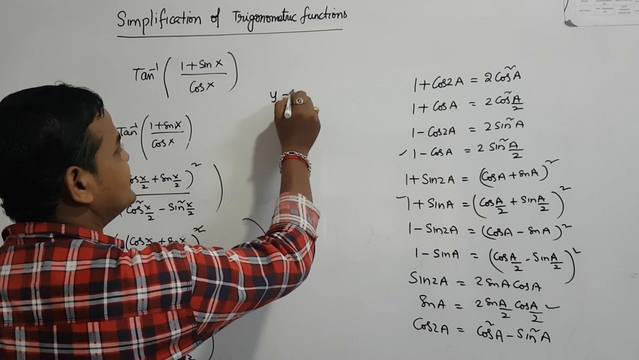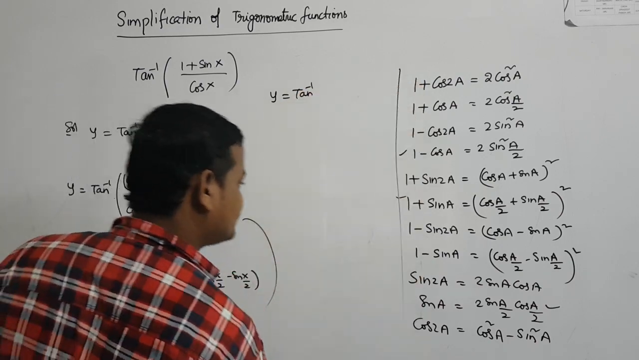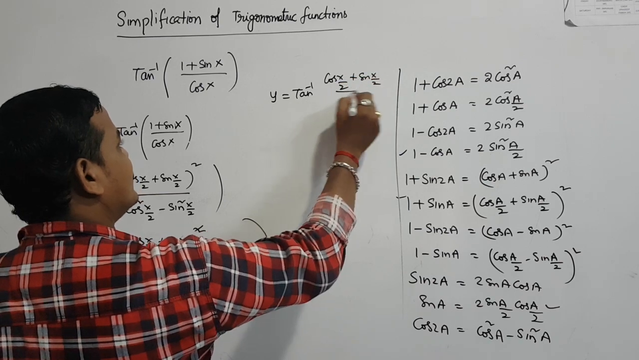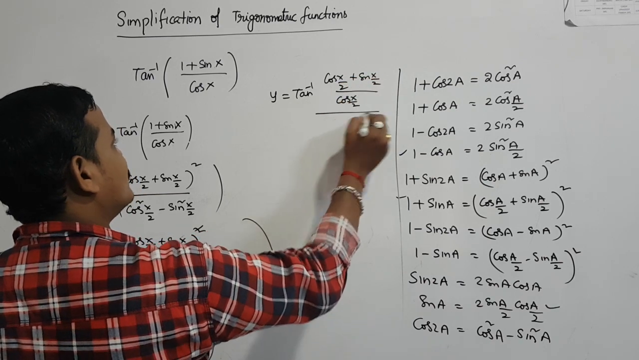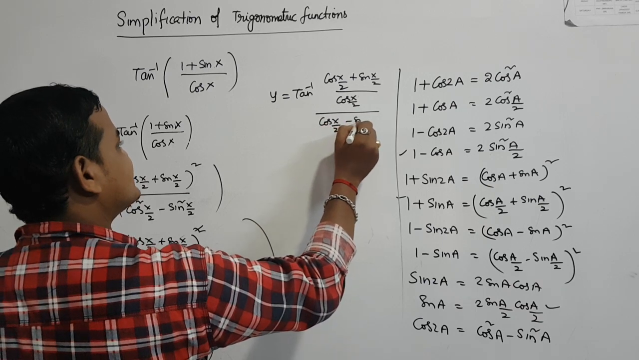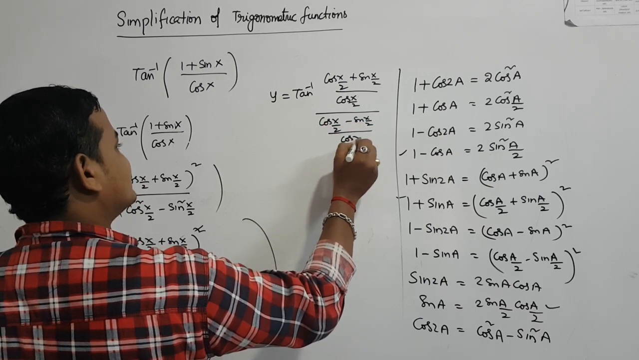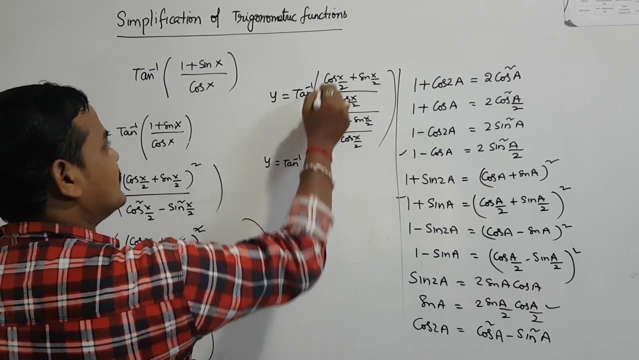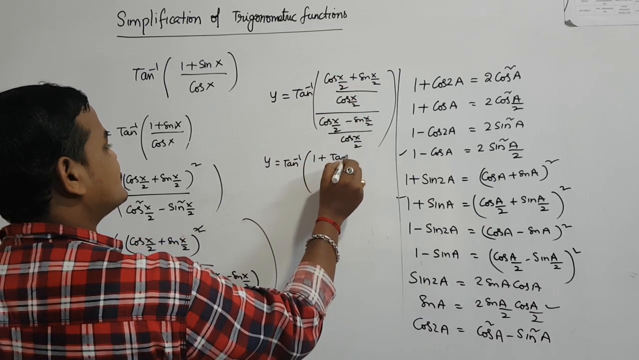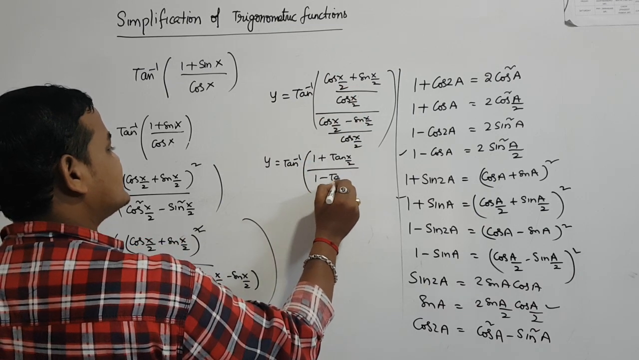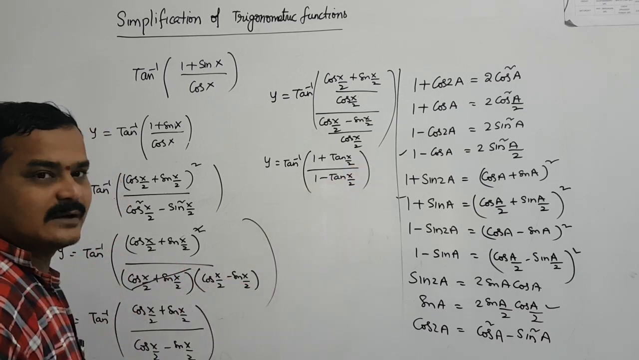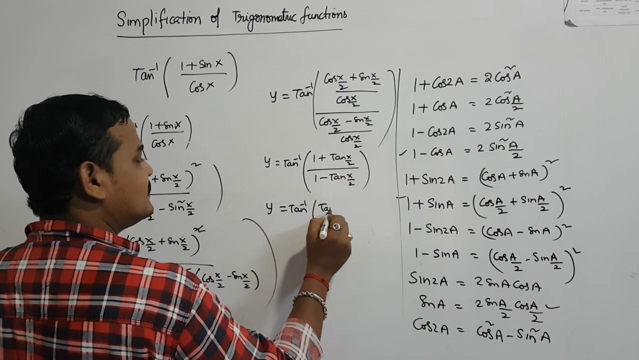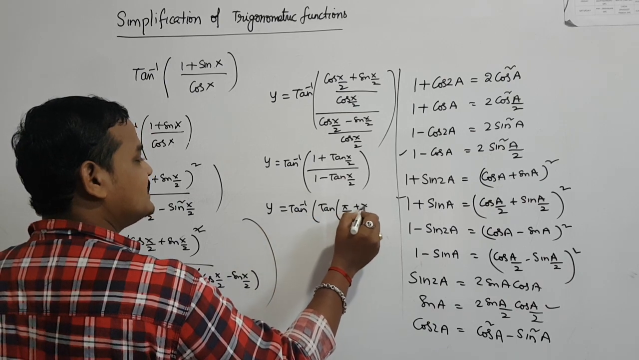Then what you can get is y is equal to tan inverse of (cos x by 2 plus sin x by 2) by cos x by 2, whole by (cos x by 2 minus sin x by 2) by cos x by 2. So finally, after the cos cancels, y is equal to tan inverse of (1 plus tan x by 2) by (1 minus tan x by 2). This is the formula of 1 plus tan theta by 1 minus tan theta, that is tan inverse of tan of 45 degrees, meaning pi by 4 plus x by 2.